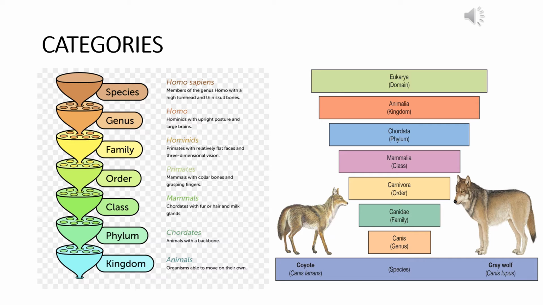The Canis genus has two species. One is Canis latrans and another is Canis lupus, which are the coyote and the grey wolf. So the coyote and the grey wolf are of the same genus but different species. But they are of the same family, same order, same class, same phylum, same kingdom and same domain. Only the species is different. By this process, we are moving at each step, and each step is known as a taxon.